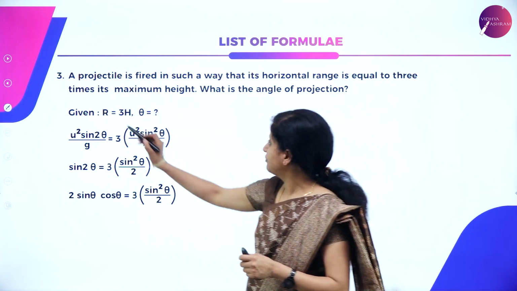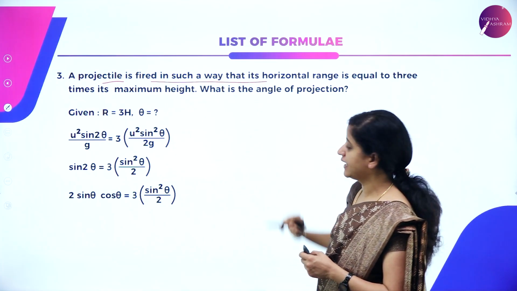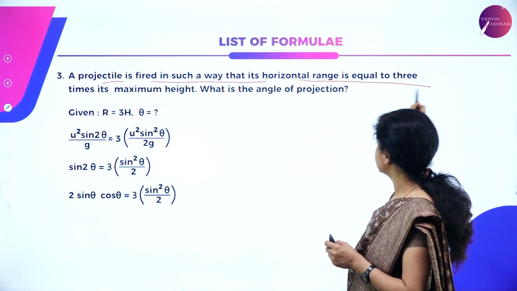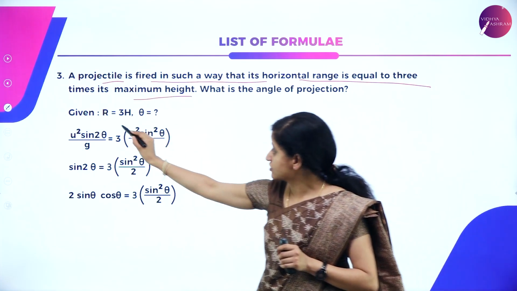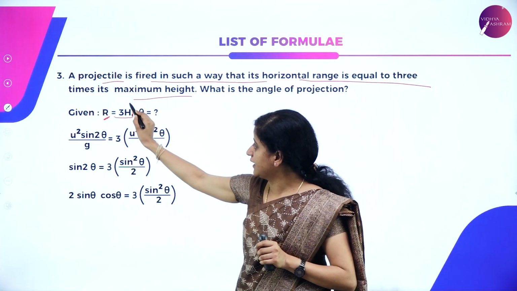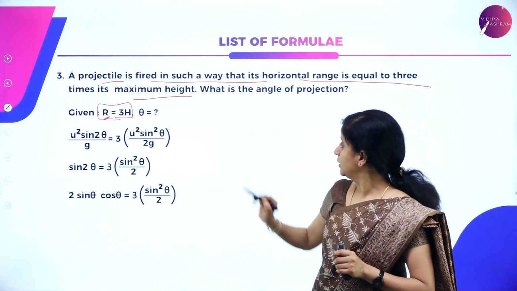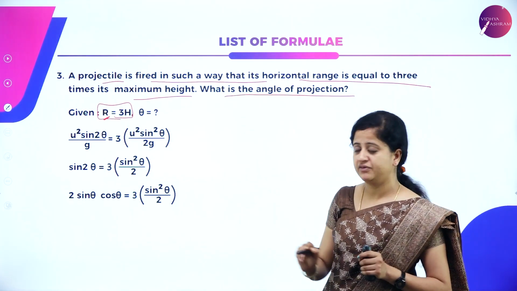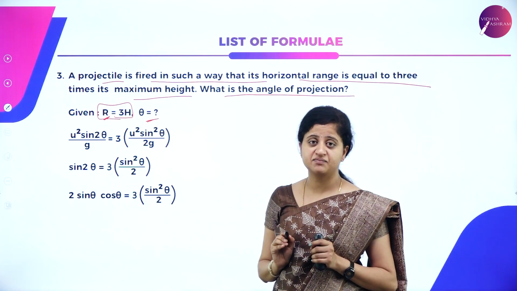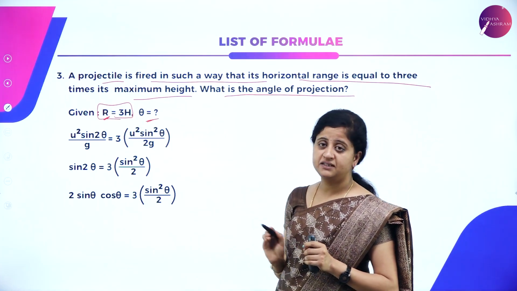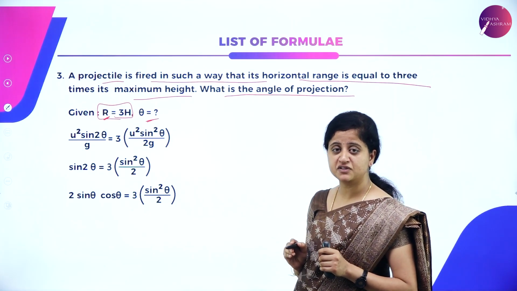Next we have a projectile that is fired in such a way that its horizontal range is equal to 3 times its maximum height. What is the angle of projection? We need to find theta. The condition is that the range is 3 times the maximum height. We have to find the theta value, that is the angle of projection.